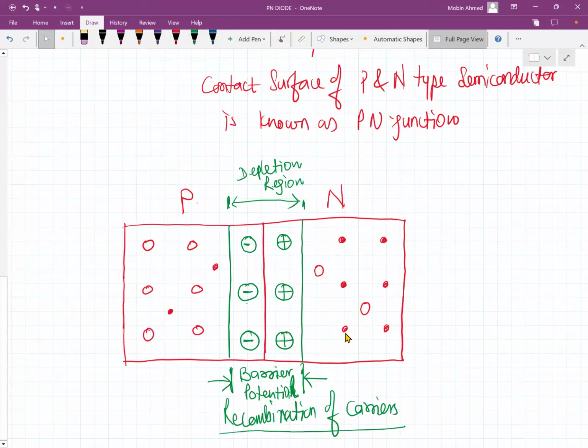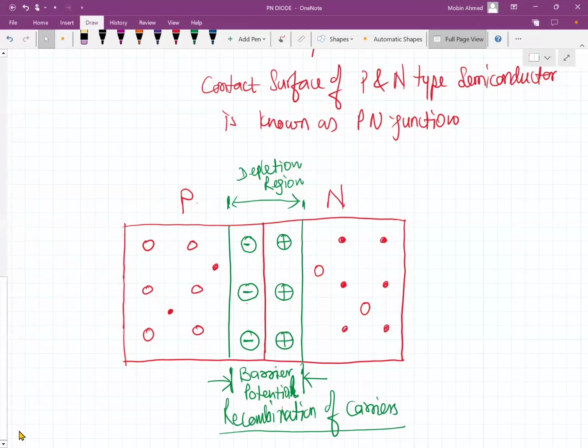Now, this recombination of the electron and hole will be continued till the time this potential which is going to develop is sufficient enough to repel this electron. When it is repelling the electron and the electron is not able to cross now, this potential is known as a barrier potential.